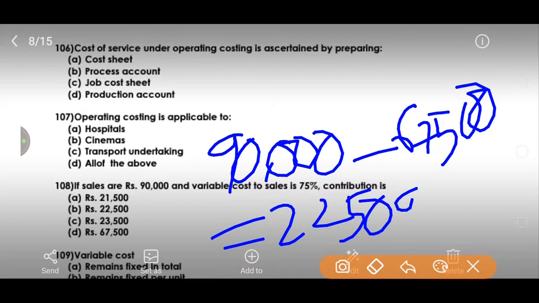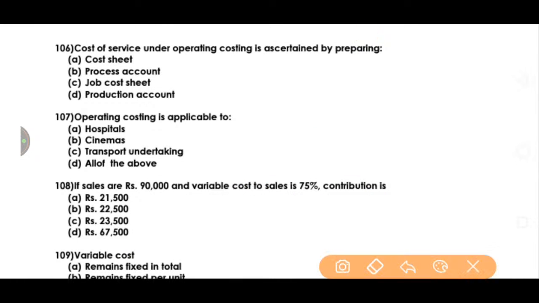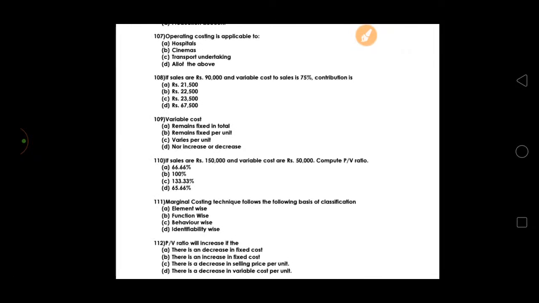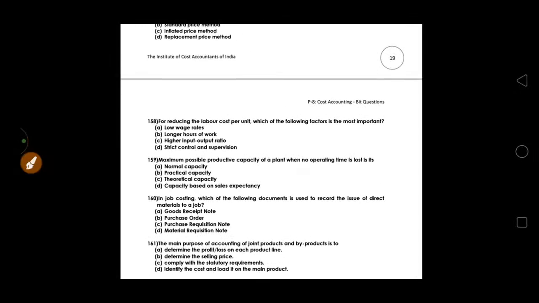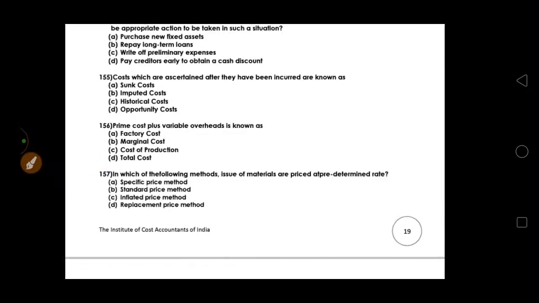22,500. So the answer is 67,500 minus 7 equals, B is the right answer. So B is the right answer for this. So next problem. The same question is repeated again here.